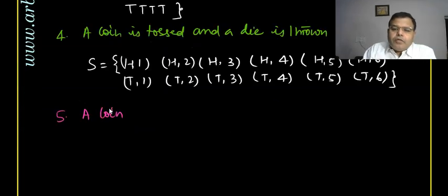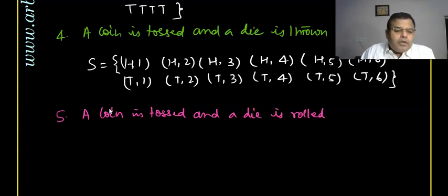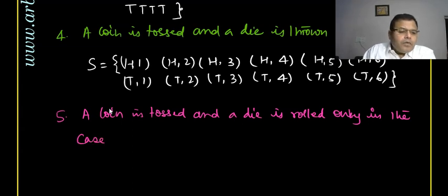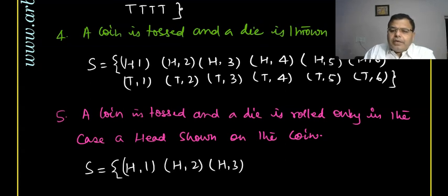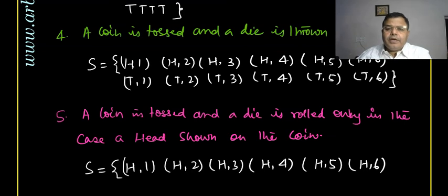The next one: a coin is tossed and a die is rolled only in the case a head is shown on the coin. In that case, the sample space will be H1, H2, H3, H4, H5, H6. This was the case. I hope you got it.